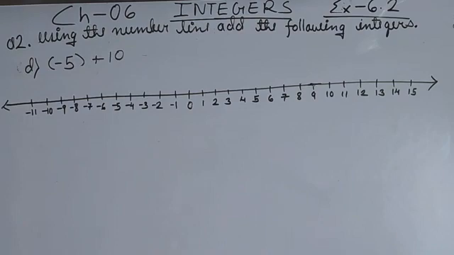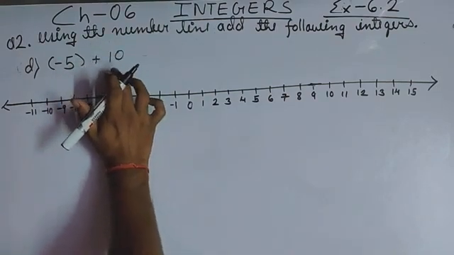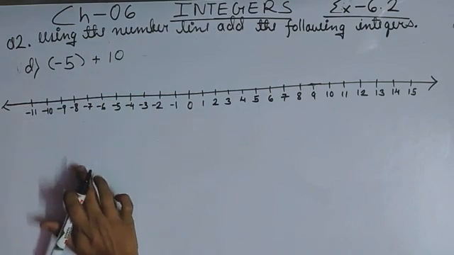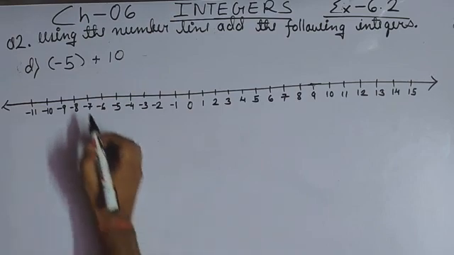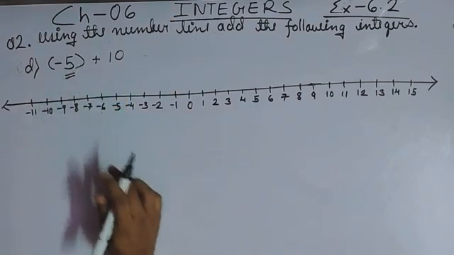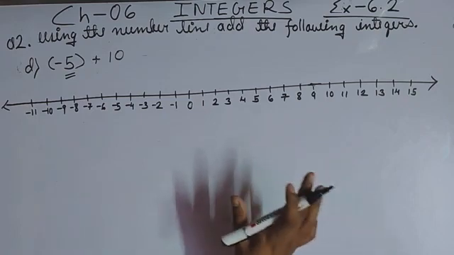In the D part there is minus 5 plus 10. You have to add 10 to the integer minus 5. Here we are adding a positive integer because we are adding 10 to this minus 5. So we are moving towards the right hand side, because we are adding a positive integer to any integer. So what is the first integer? We have a minus 5, so we will be locating minus 5 first on this number line.